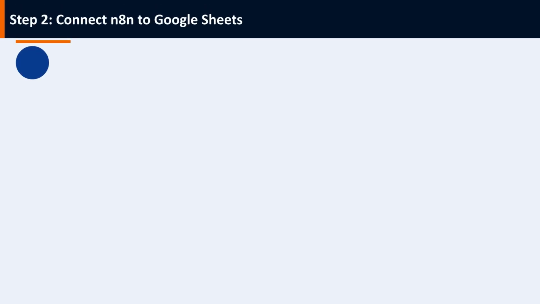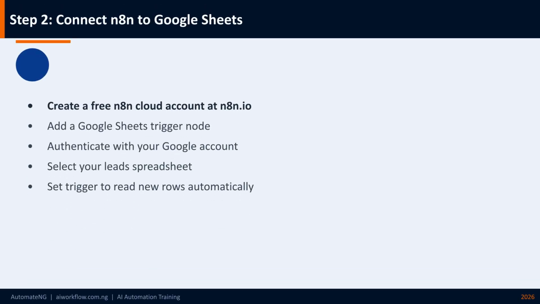Next, connect N8N to your Google Sheet. Create a free N8N cloud account and add a Google Sheets trigger node. Authenticate your account and select your leads spreadsheet. Set the trigger so that any new row added automatically starts the outreach process.